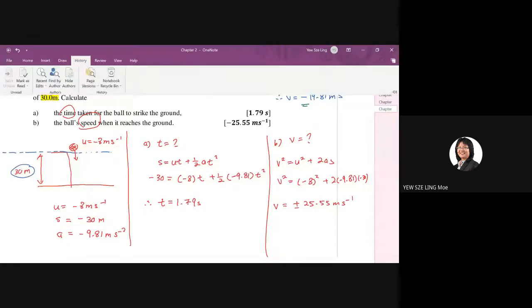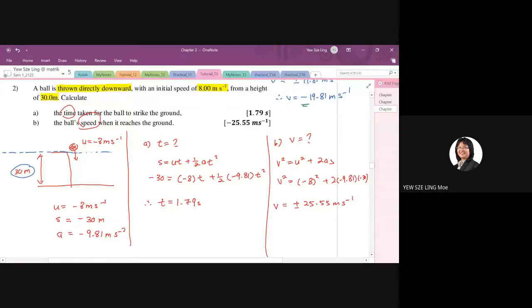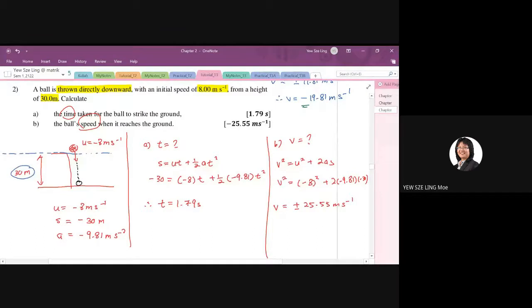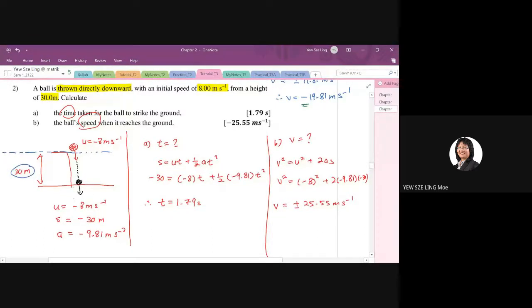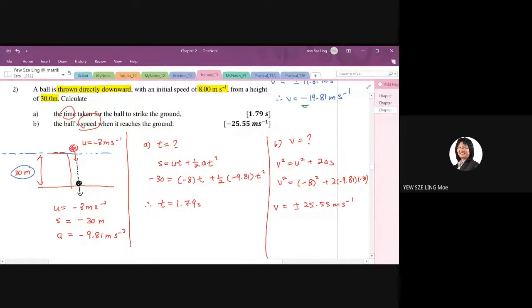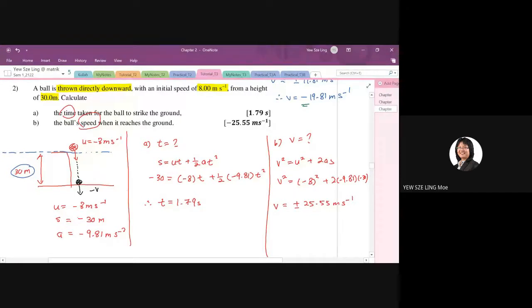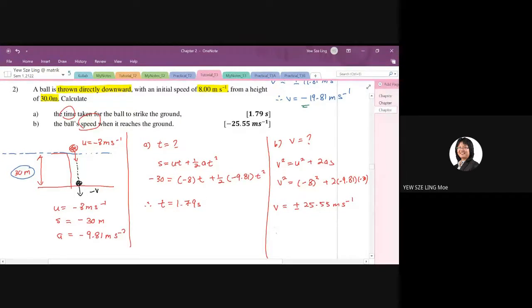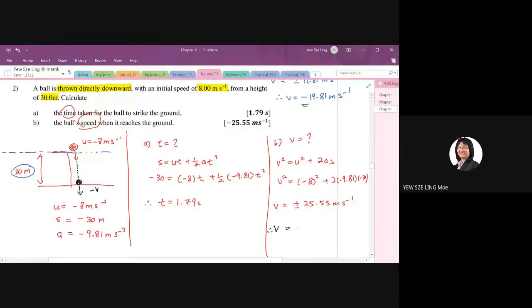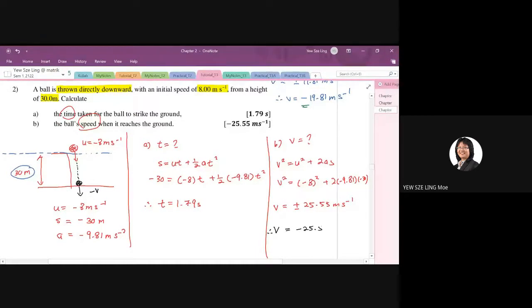So let's go back to the diagram. That object is dropping, and then just before it hits the ground, it is still going down. So again, what does it mean? It means we have a negative V because it's going down. Therefore, our final answer, V is equal to negative 25.55 m s^-1.